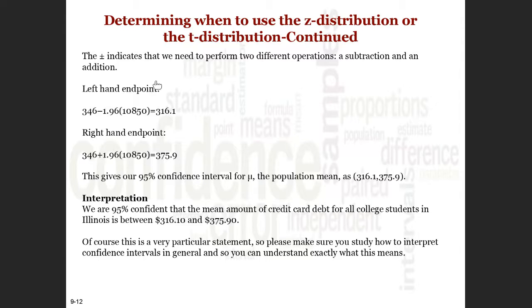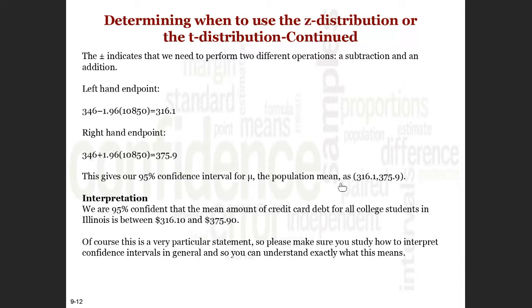Okay, however, we'll just go over this quickly. So the plus minus indicates that you need to perform two different operations, subtraction and addition, because we're doing, as Amir pointed out, a two-tailed test, right? We're doing it at one end and the other end of the curve. So we have the left hand, we have the right hand, and this gives us the 95% confidence interval for the population mean, mu, as 316.1 to 375.9.